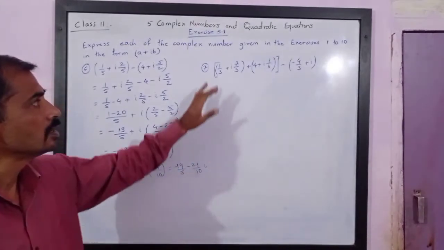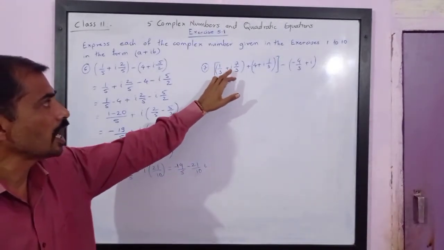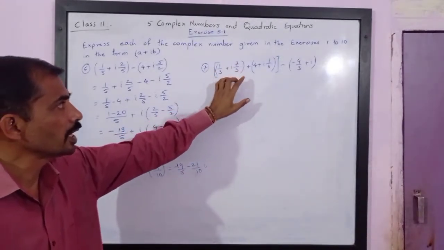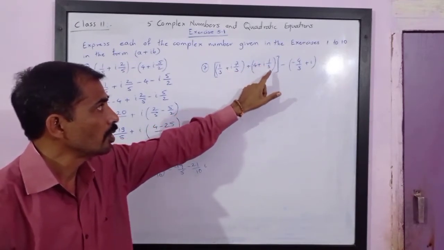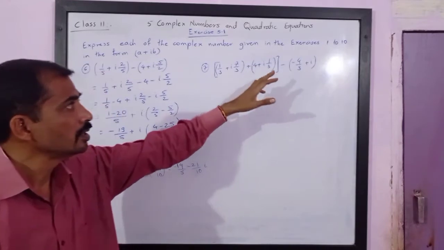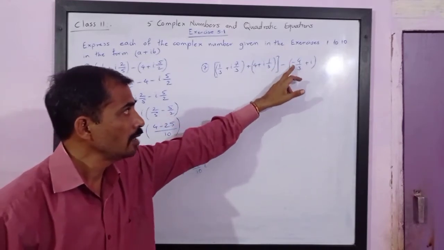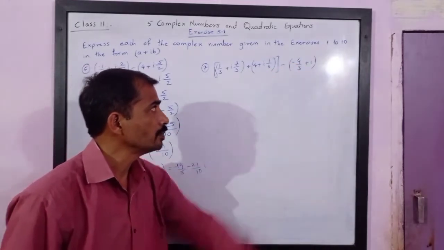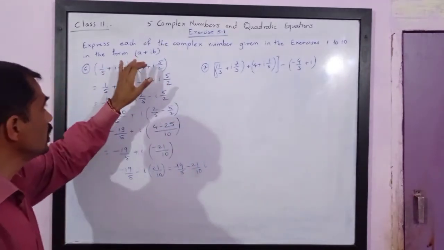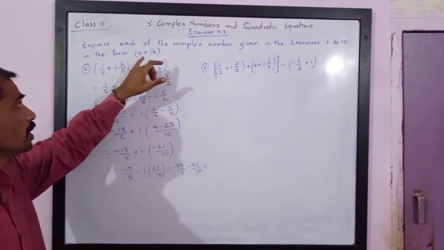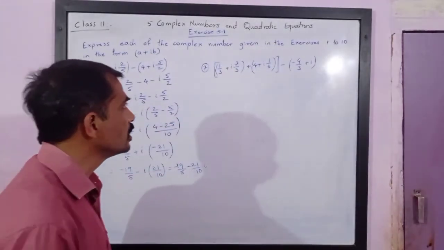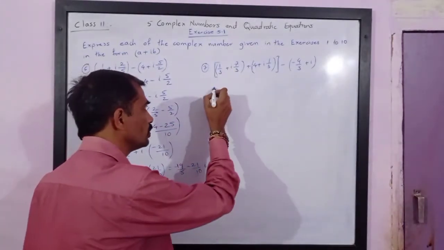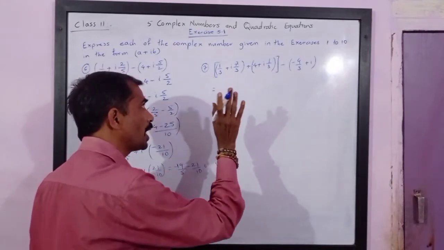Dear friends, seventh question is 1 upon 3 plus i into 7 upon 3 in first bracket plus 4 plus i into 1 upon 3 in bracket complete minus again minus 4 upon 3 plus i. We have to express this question in a plus ib form, that is real part plus imaginary part. Let us start solving. This is equal to, now I am opening the bracket, please watch carefully.